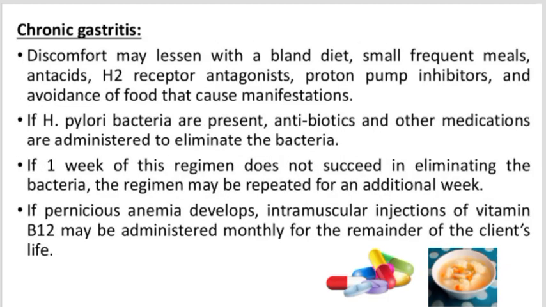Chronic gastritis medical management. Discomfort may lessen with a bland diet, small frequent meals, antacids, H2 receptor antagonist, proton pump inhibitors, and avoidance of the food that causes the manifestations.